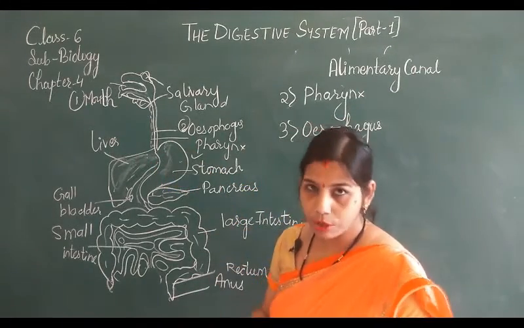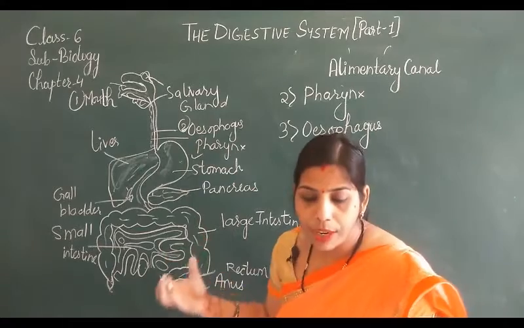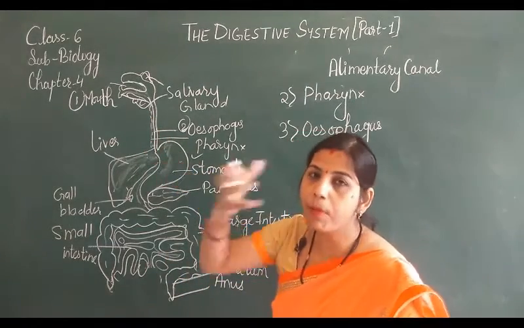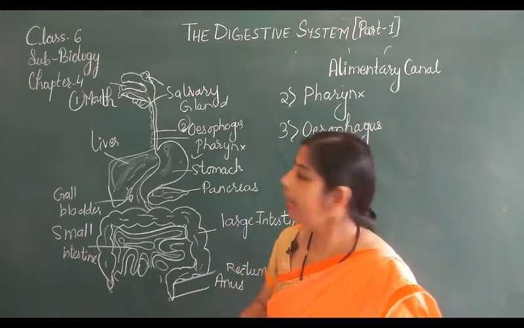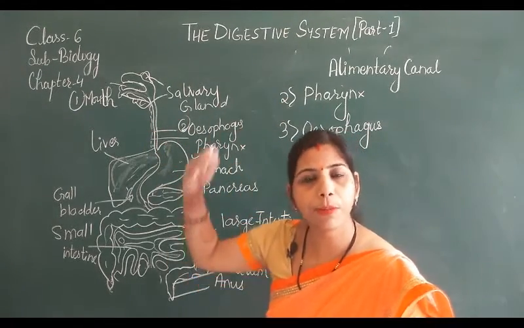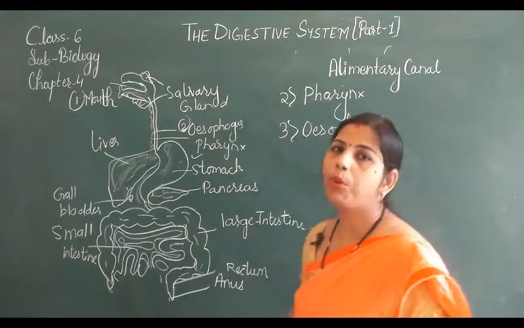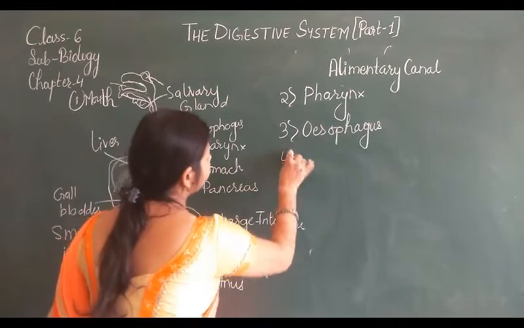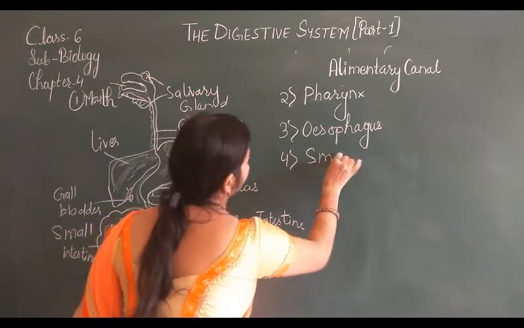Now what is the function of the esophagus? The esophagus pushes the food from the mouth to the stomach. That means जो mouth से food stomach में जाता है, this esophagus provides the passage through which the food passes from the mouth to the stomach. Next part is the small intestine.